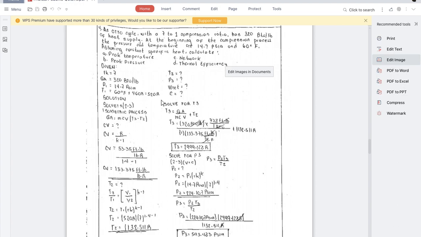So now that we have P2, T3, and T2, we can solve for P3. For P3, 224.107 psia multiplied by 2999.128 R over 1132.511 R. The final answer for P3 is 593.483 psia.